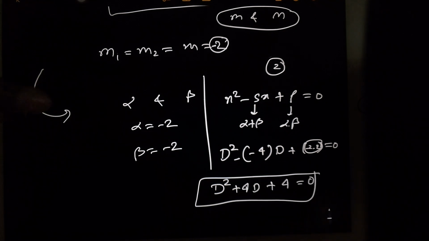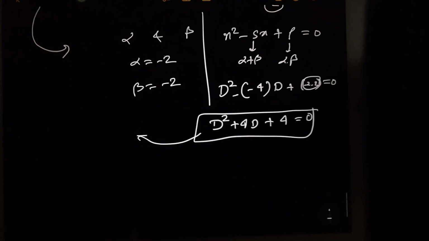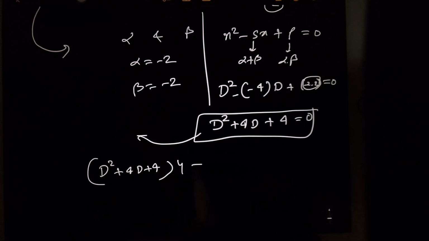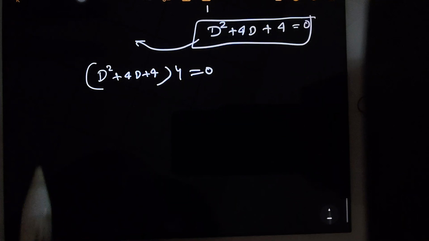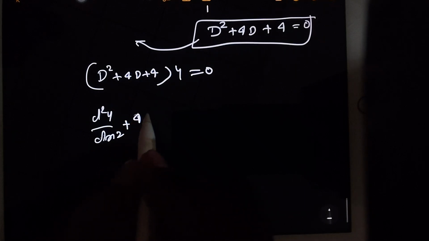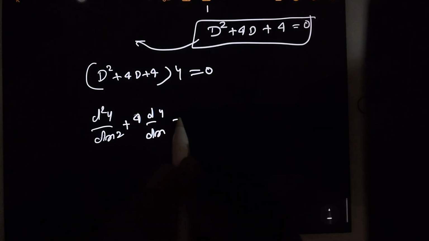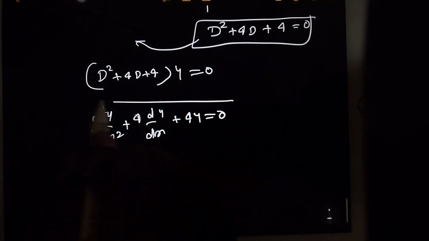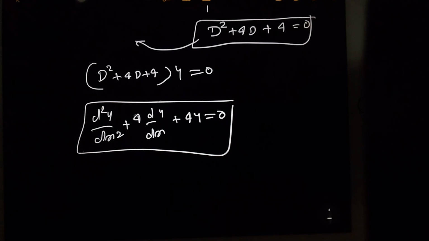Now this is your auxiliary equation. Go back to your main equation and multiply by y. So (D square plus 4D plus 4) y is equal to 0. Now send y inside: d2y by dx square plus 4 dy by dx plus 4y is equal to 0. We reached our final equation.